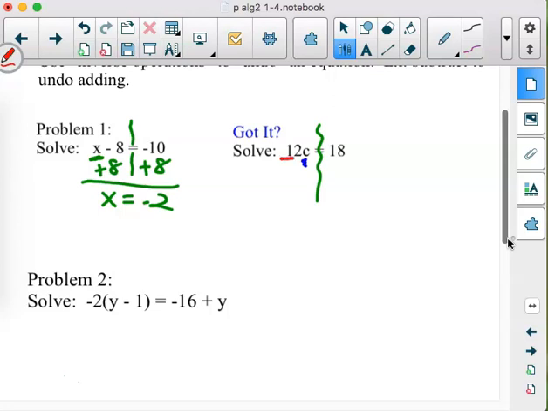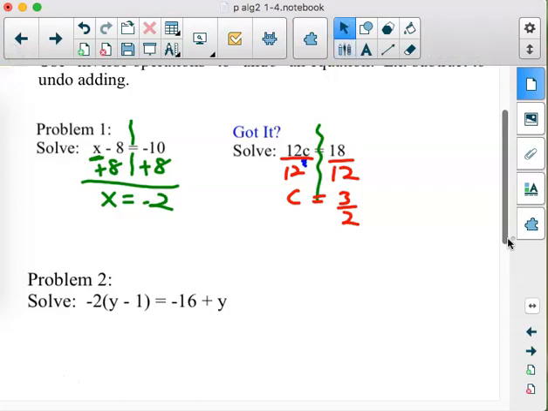So what I have to do to solve this is divide both sides by 12. On the left-hand side, I will get c. And on the right-hand side, I have 18/12. But while I'm at it, I realize, well, 6 goes into both of those. So I'm going to go ahead and reduce this, dividing the numerator and the denominator by 6, and reduce that to 3/2, which, by the way, your calculator will do automatically for you.